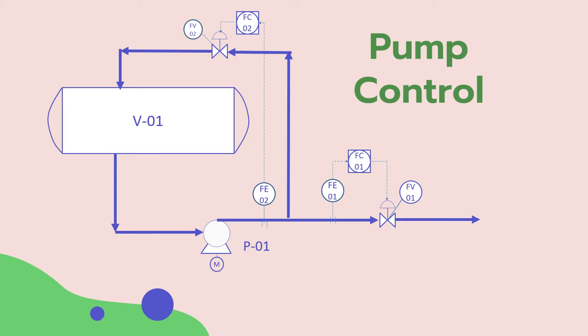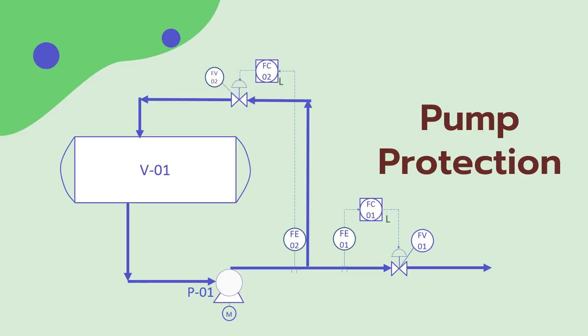What if we want to add an alarm to alert the operator that the flow is low? We can add the L letter here. So now this means that there should be an alarm, so that the operator realizes that there is an issue here with the pump flow. We also need to protect the pump from upsets that may cause pump damage.